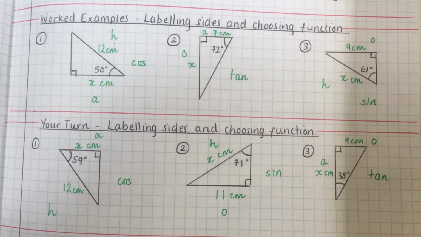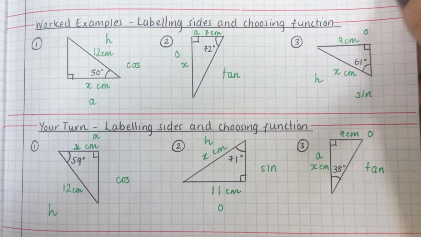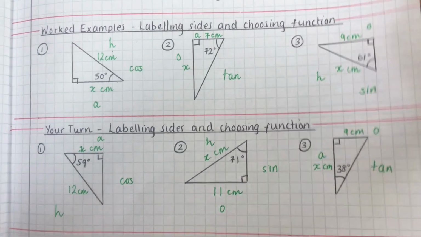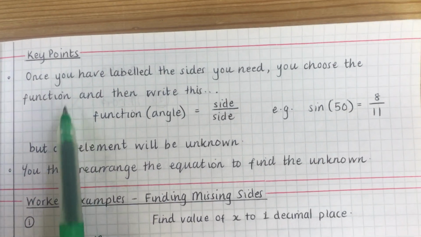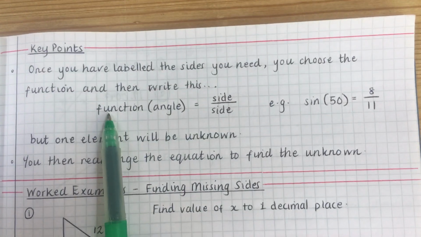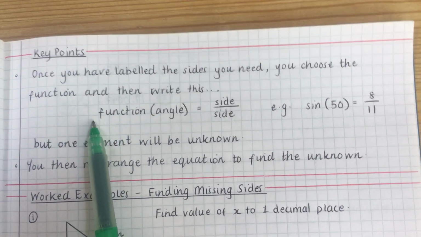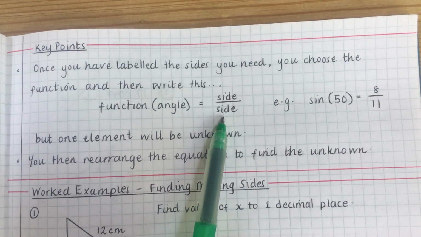Okay, now we're going to move on to looking how you actually apply this to questions where you need to find the missing sides, okay? So we're going to look at that now. So a couple more key points that you need to know and have written down. So once you've labelled the sides that you need, you choose the function and write it like this. So like I said before, you always write it in this format. Write this down and always go back to this and check, have you written it in this format?